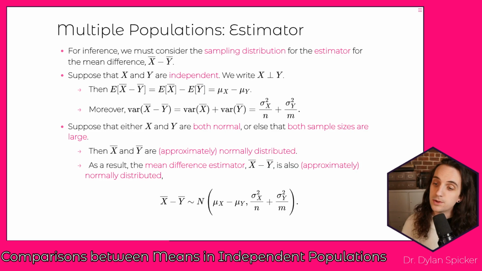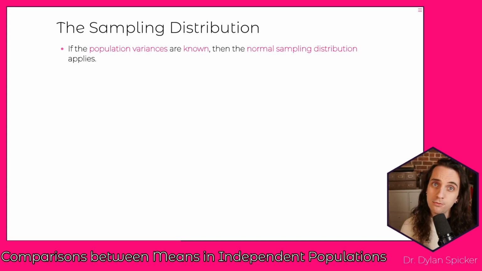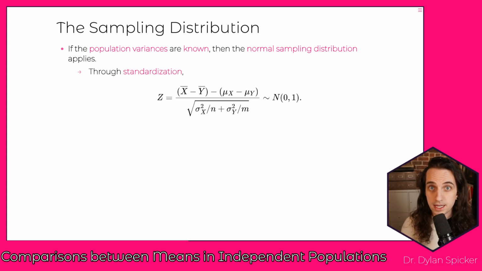And because of this, once we know the sampling distribution is normal, we can start to make use of any of the normal results in order to derive inferential procedures here. If we know the population variances, then the normal sampling distribution is going to apply. If we take this through standardization, we take our differences in means, x bar minus y bar, subtract off the actual mean, which is mu x minus mu y, and divide that by the standard deviation, so the square root of sigma x squared over n plus sigma y squared over m. Then this is going to give us our standard normal. This is the standardization procedure. Anytime we want to calculate probabilities from the normal, that's going to work out.